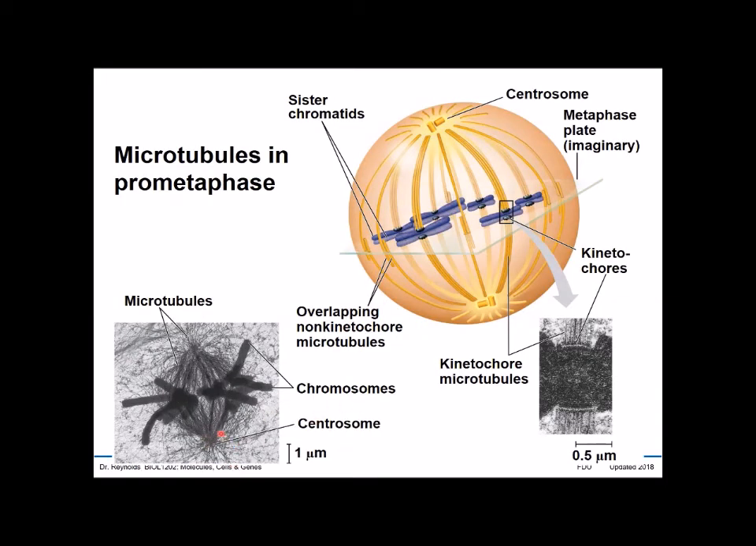Here's your centrosome here. And you can see the vast network of microtubules that are extending outwards, right? Some of those microtubules will actually connect to these kinetochores that are bound to these centromeres. You can see here's a way zoomed in scanning transmission electron micrograph of these kinetochores, these proteins on the centromeres, and the microtubules that extend from them. Okay?